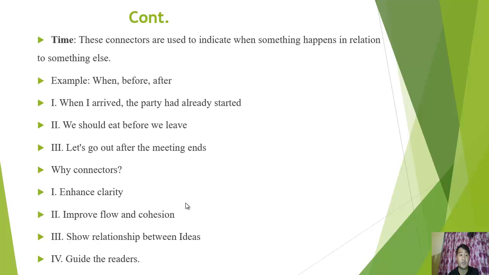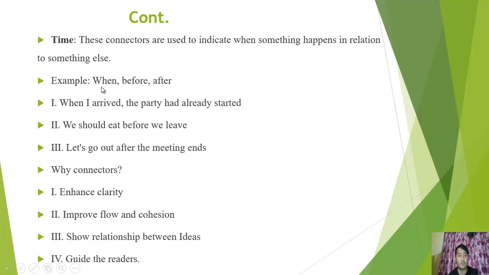Now we have the next type. This is time. Time connectors are used to indicate when something happens in relation to something else. I think it's going to indicate some time, right? Under these time connectors, we have three examples: when, before, after. It indicates time in a nutshell.